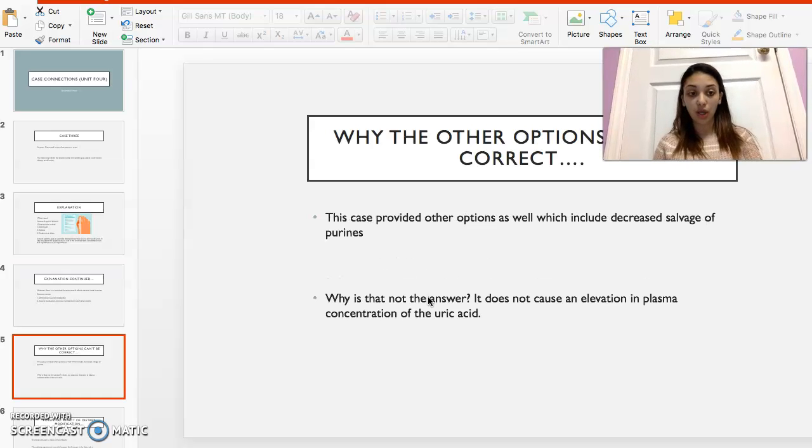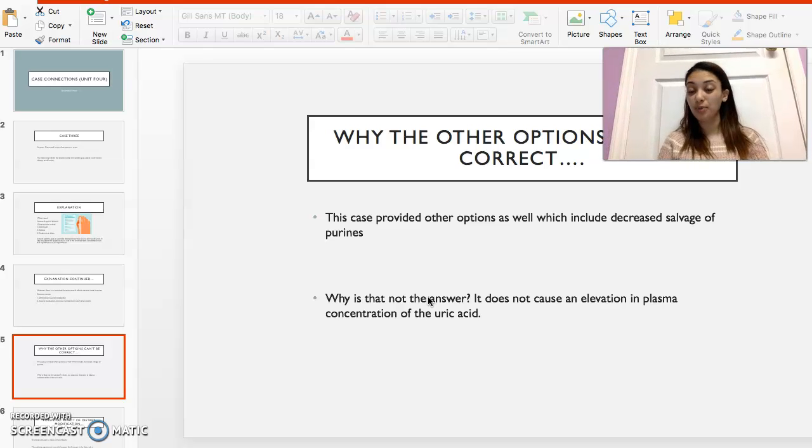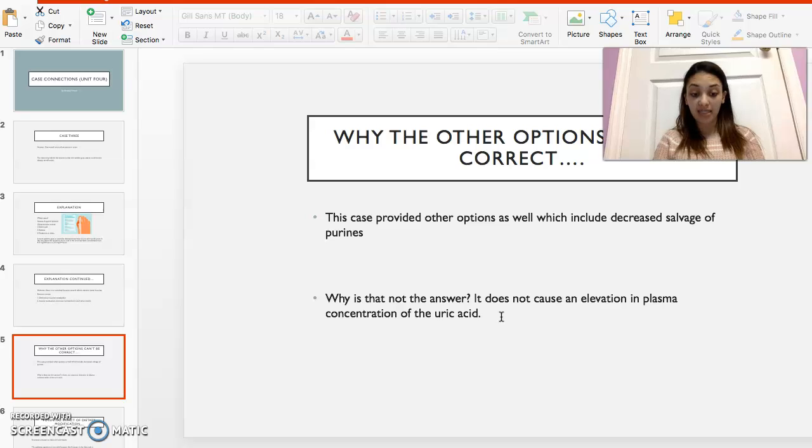Now I'm going to describe why the other options wouldn't be correct for this specific case. The case provided other options such as decreased salvage of purines, and that wouldn't be the answer because it does not cause an elevation in plasma concentration of uric acid. And to determine the root cause, information about the reason for hyperuricemia is needed, which was not given in this specific case.